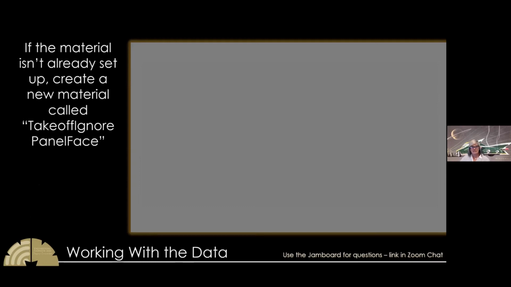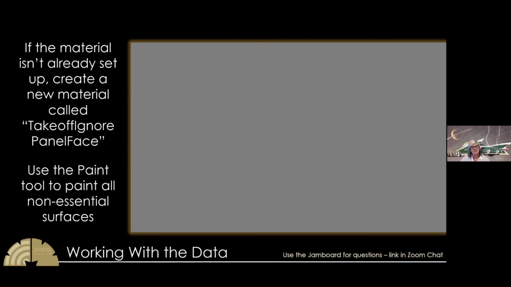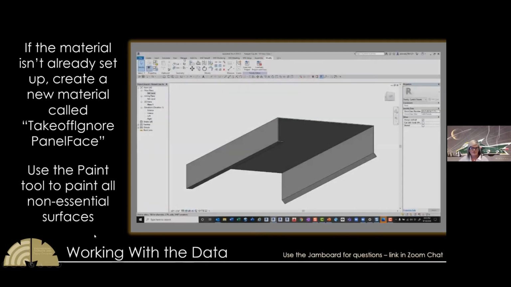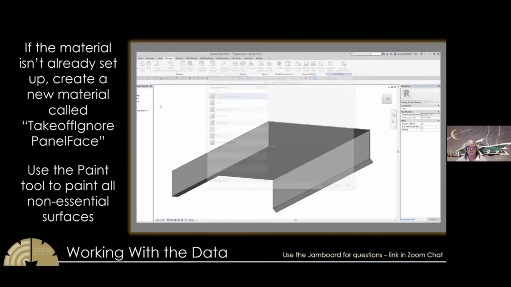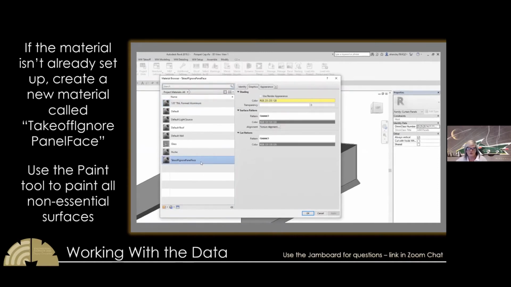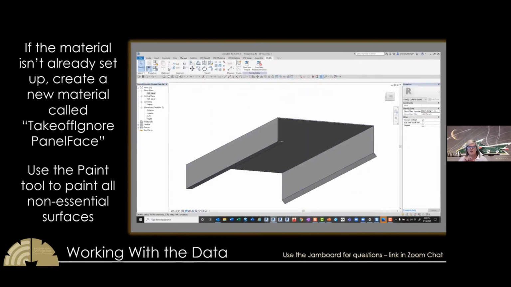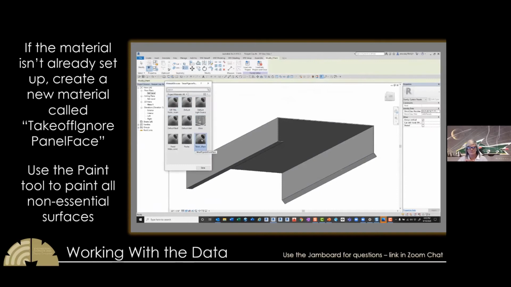If the material isn't already set up in the family when you get to the project, you create the material called takeoff ignore panel face, and you use that paint tool. So here's how this works. You go to materials, and you can see it's already in there. If it's not, we set it to yellow so that it's very obvious. That is very specific in its case sensitivity for the takeoff program, so you want to get that right. Then we go into the paint tool and start painting all the surfaces that we want the takeoff program to ignore.